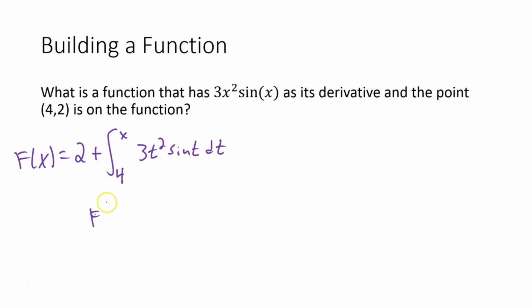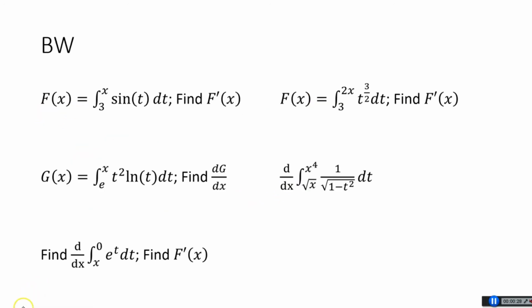So f prime will still be 3x squared sine x. So that's true. And when you plug in 4, 4 to 4 gives you nothing, and you add 2, so (4, 2) is on that graph. Crazy.